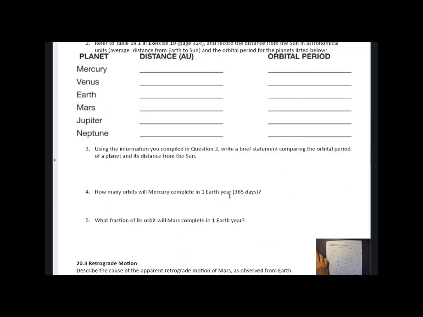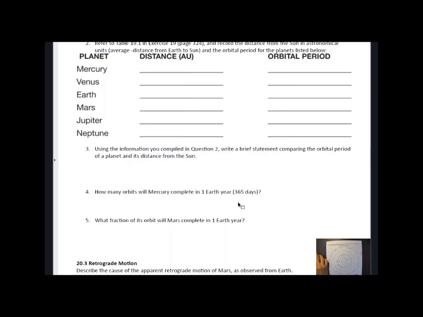You'll fill that out, and then using the information you compiled from question 2, write a brief statement comparing the orbital period of the planet and its distance. So basically, the farther you go out, the larger the astronomical unit, the longer the orbital period, right?